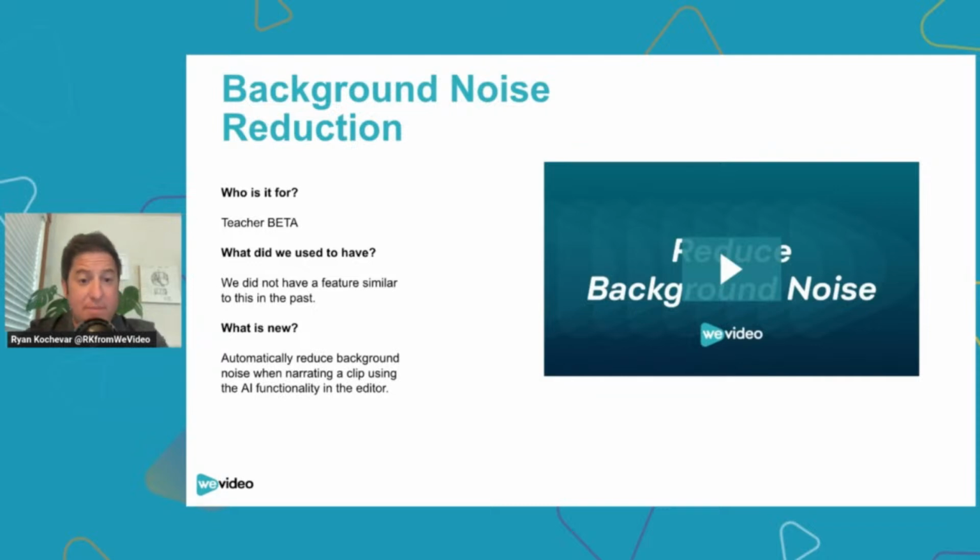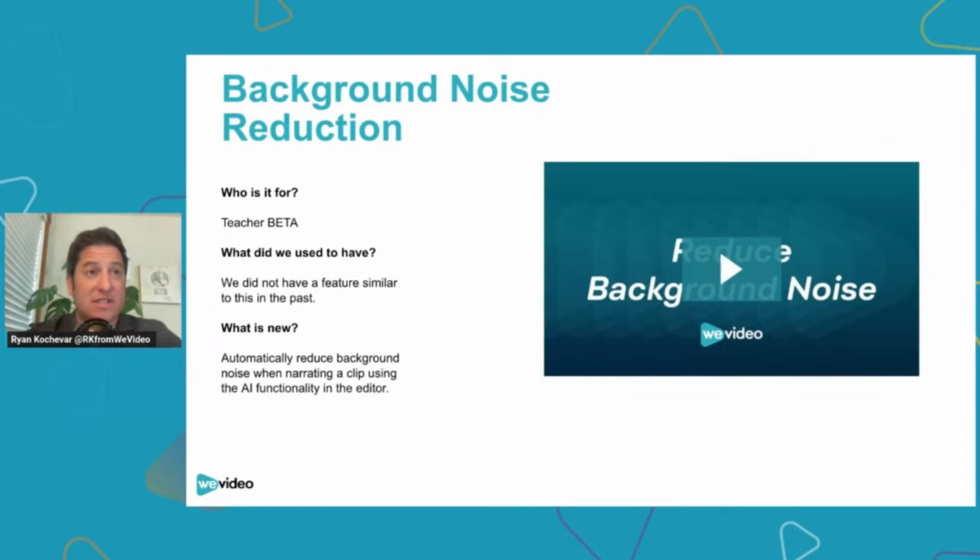So first is our background noise reduction. Who's it for? It's a teacher and admin beta. So students don't yet have access to this reduced background noise. We are planning to eventually release it out of beta. We are collecting data on this feature currently, and we include all that data when we build the non-beta product feature, for lack of a better phrase, that we will release to all of our users in the product. So we did not have anything similar to this in the past.